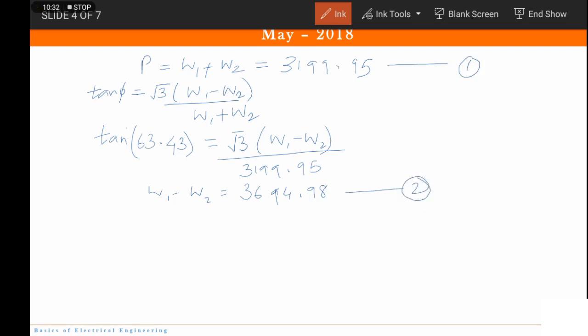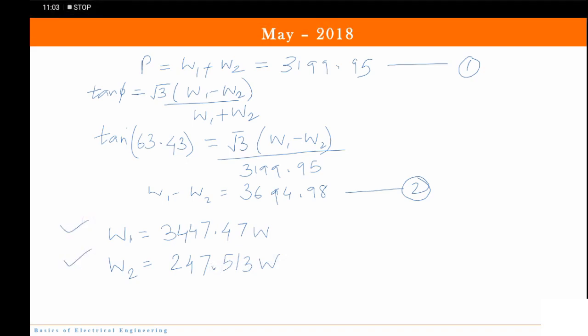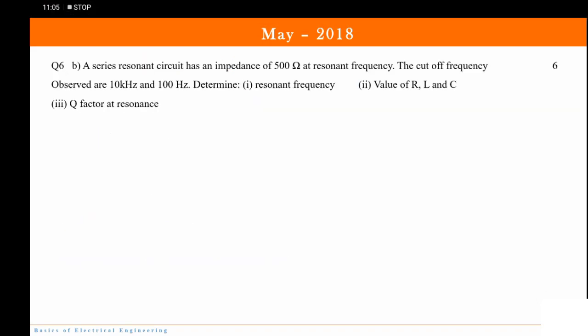So by using equations 1 and 2, we can calculate the value of W1 and W2. Because we have W1 plus W2, we have W1 minus W2. So by calculating this, we get W1 to be 3447.47 watt and W2 comes out to be 247.513 watt. So we get this answer as well. Okay, let us go to the next question now.